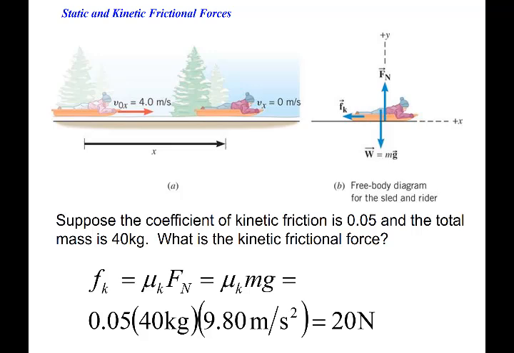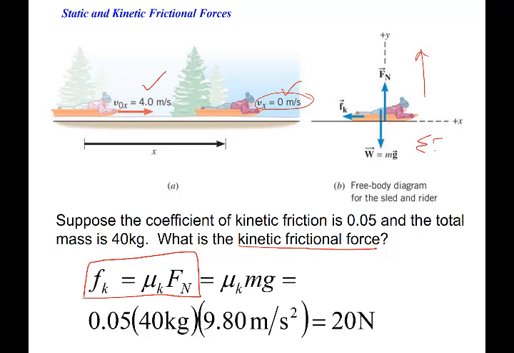So what if we are given certain values for this person on the sled? What if we are given the initial velocity, which is 4.0 meters per second, and since it's coming to rest, the final velocity in the x direction is 0. So can I find the kinetic frictional force? Of course, our Fk is equivalent to mu k times Fn. The normal force here, because the person is not going up in the y direction, the net force in the y direction is going to be 0 because there is no acceleration in the y direction.